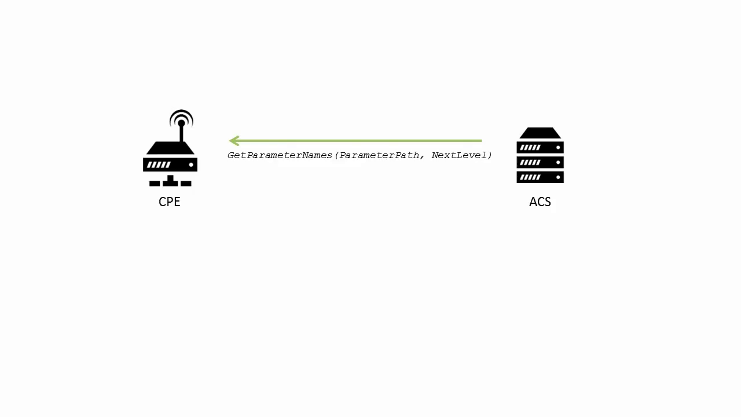Let's take this back to GetParameterNames. The GetParameterNames RPC takes two arguments. The first is a parameter path, like we just talked about. This is only a single parameter path, unlike GetParameterValues, but we'll talk about that later. The second argument is NextLevel, which can take a value of true or false. This argument specifies whether the ACS wants all sub-objects and parameters returned, or only the next level of parameters returned. Obviously, this only applies when a partial parameter path is specified.